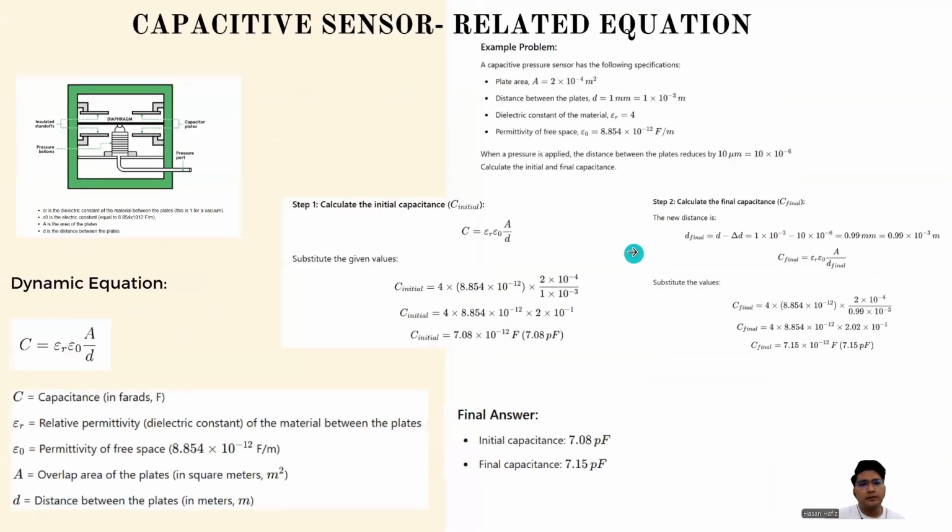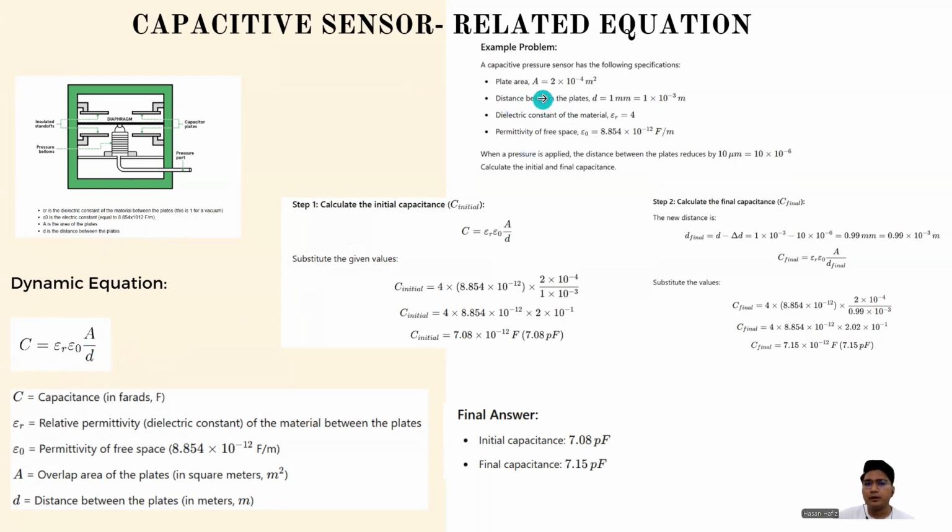So here is the capacitive sensor related equation. As you can see in the first picture, epsilon R is the dielectric constant of the material between the plates, epsilon naught is the electric constant, A is the area of the plate, and D is the distance between the plates. So here is the equation: C equals epsilon R, epsilon naught, A over D.